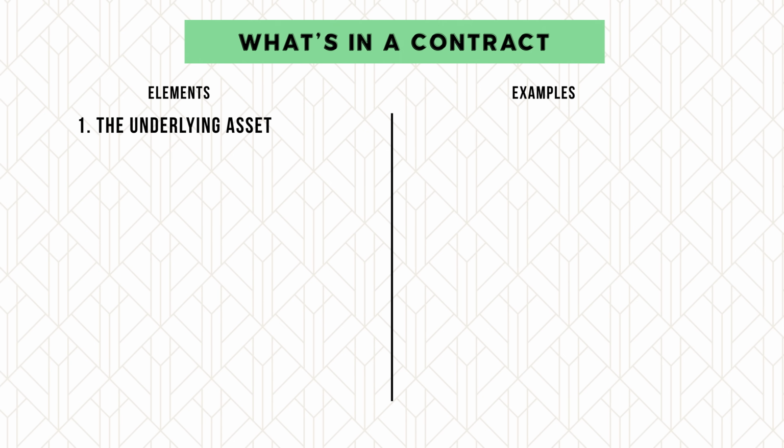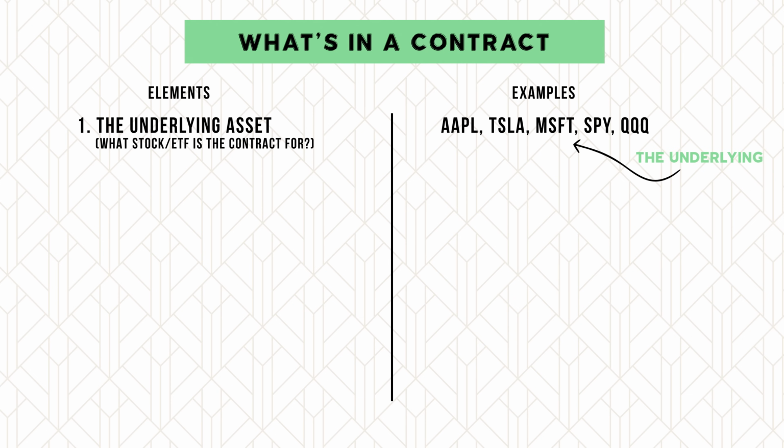So in trading options, there are a few key factors that make up the contract. First, you have the underlying asset. What stock or fund is the options contract for? Now, it could be a single stock like Apple, or it could be an exchange traded fund known as an ETF like SPY, which tracks the S&P 500. This is often referred to as the underlying. Now, for simplicity's sake, I'll just refer to it as the stock.